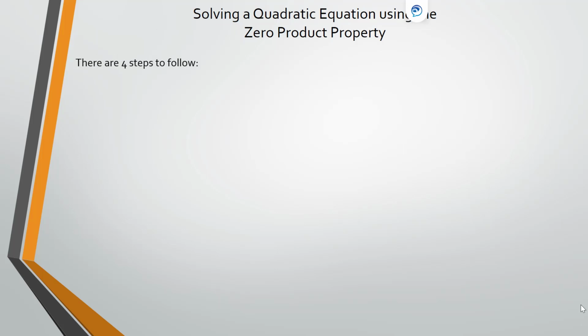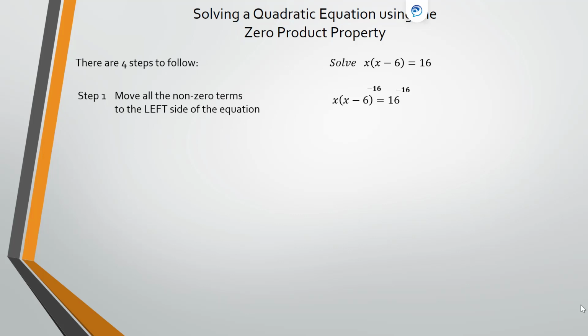Okay, now we're going to use the zero product property to solve quadratic equations. And we're going to do this using 4 easy steps. Here's an example. Solve x times (x minus 6) equals 16. So, step 1. Move all the non-zero terms to the left side of this equation. So any numbers that are not 0, move them to the left. So we've got 16, so let's subtract 16 from both sides of the equation. So 16 minus 16 will give me 0. So I'm left with x times (x minus 6) minus 16 equals 0.